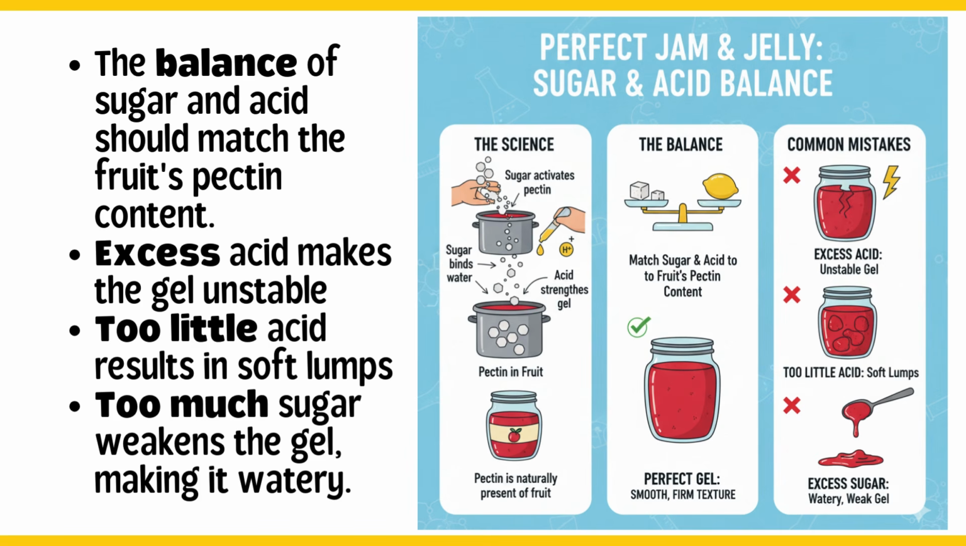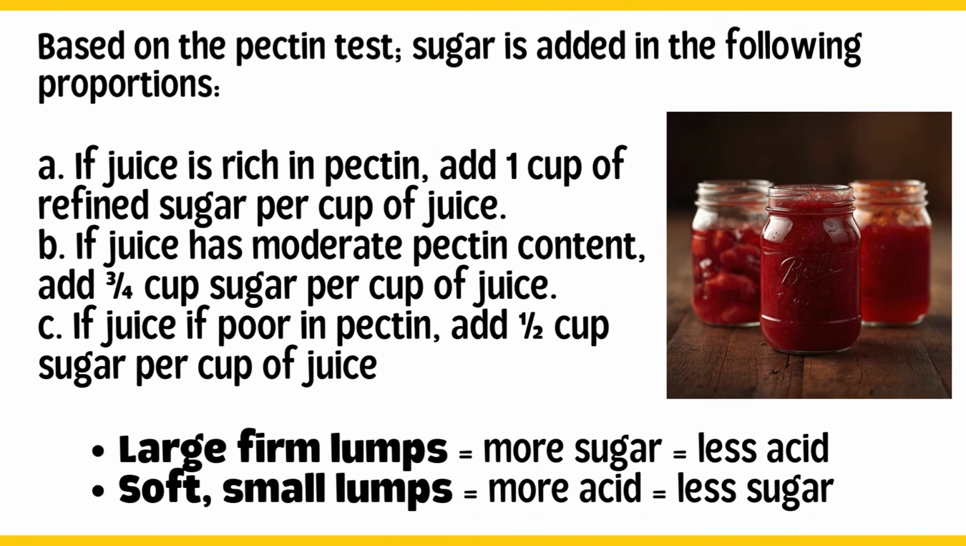Excess acid makes the gel unstable, while too little acid results in soft lumps. Too much sugar weakens the gel, making it watery. Based on the pectin test, sugar is added in the following proportions. A. If juice is rich in pectin, add 1 cup of refined sugar per cup of juice. B. If juice has moderate pectin content, add 3/4 cup sugar per cup of juice. C. If juice is poor in pectin, add 1/2 cup sugar per cup of juice.